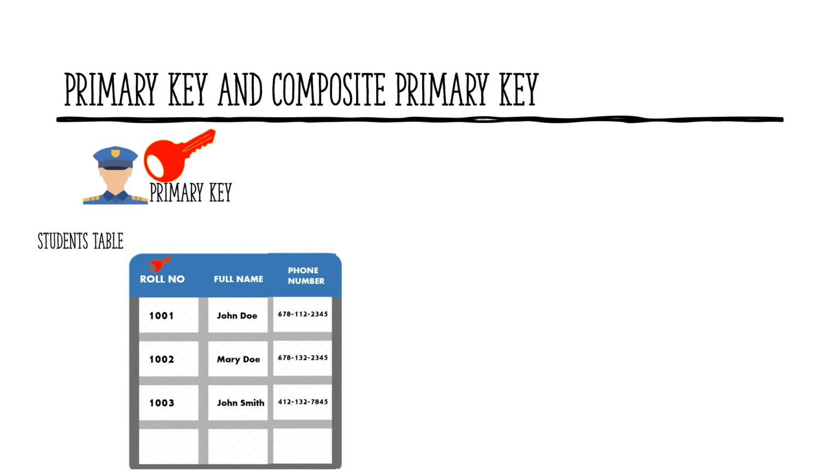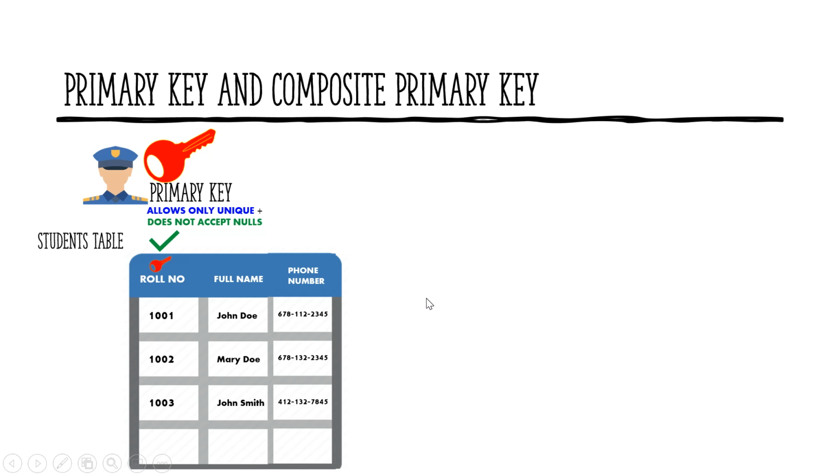Now here, since the roll number is unique, we can make it a primary key, and also we know that every student has a roll number, so the roll number is a perfect fit to be a primary key. So what does the primary key do? It does not accept null values, and it allows only unique values.